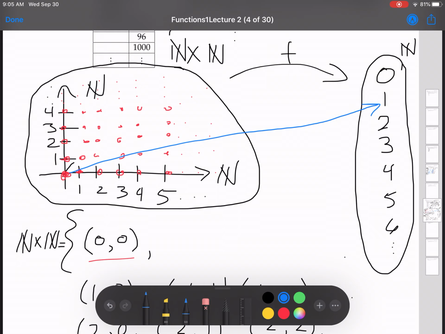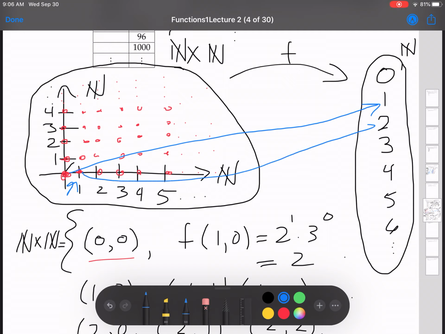Now let's see. How about this point right here? Over 1, up 0. F of 1, 0 is 2 to the 1 times 3 to the 0. That's just 2. Okay, so this thing goes over to 2. All right, how about now looking at that point right there, over 0 up 1, that goes to 2 to the 0 times 3 to the 1, that's 3. So what we see here is that this goes over to there.